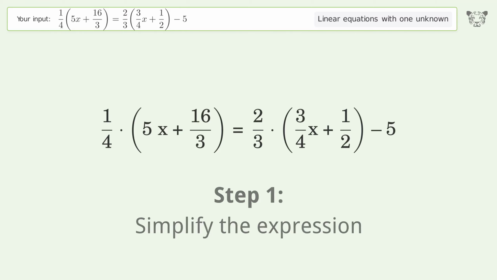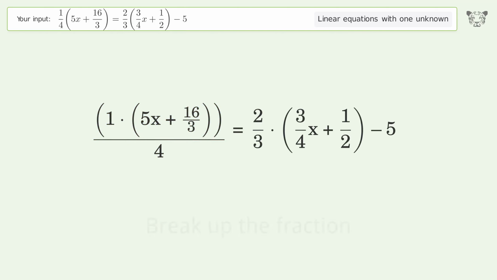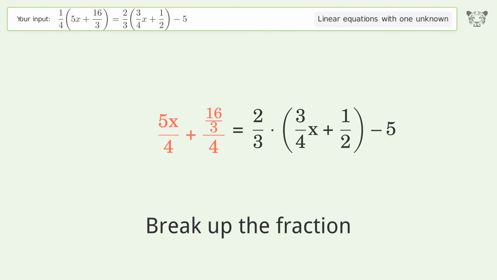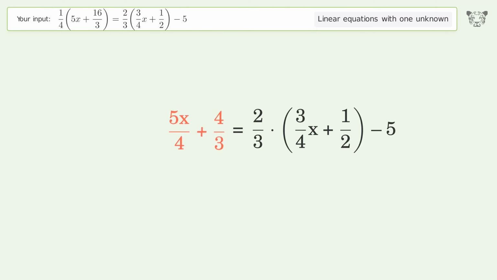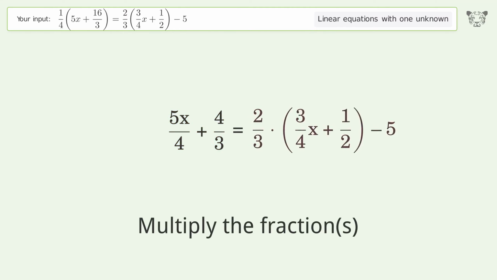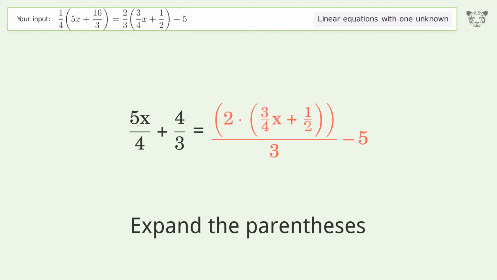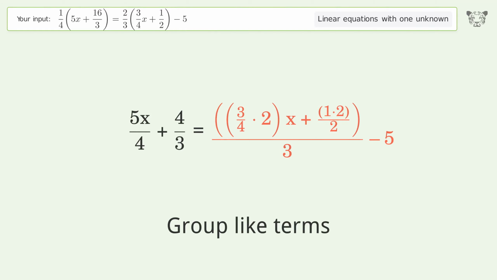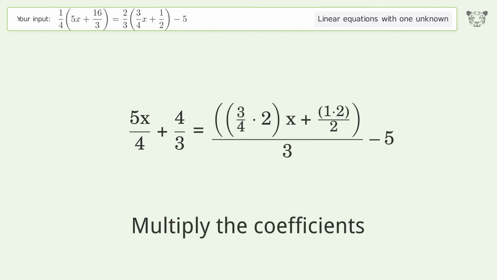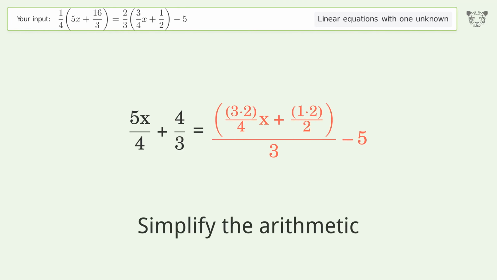Simplify the expression. Multiply the fractions. Break up the fraction. Simplify the arithmetic. Multiply the fractions. Expand the parentheses. Group like terms. Multiply the coefficients. Simplify the arithmetic.